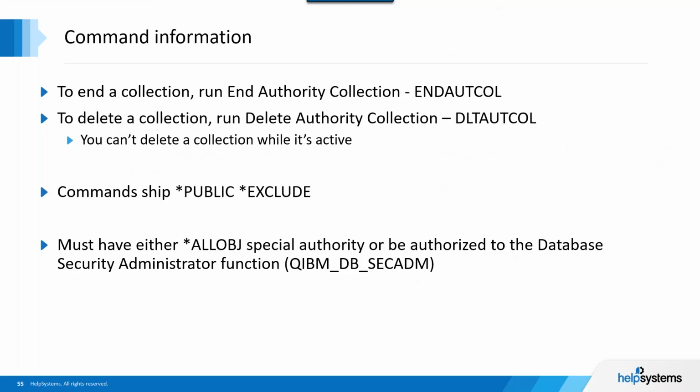Okay, so for some additional information, the commands to end the collection are End Authority Collection or Delete Authority Collection. Just ending it does not delete it, so understand that. You can't delete it while it's active, so that's good. All of the authority collection commands ship as public exclude, so not just anybody can turn those on or configure it. You must have either all object authority, or be in the application administration or function usage. You have to have either all object or be the database security administrator to enable this function.